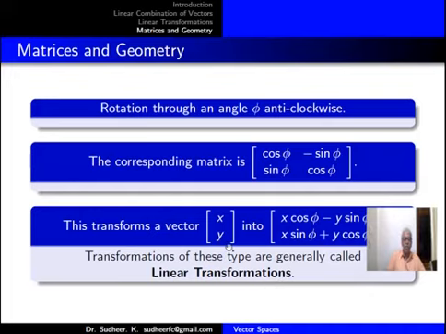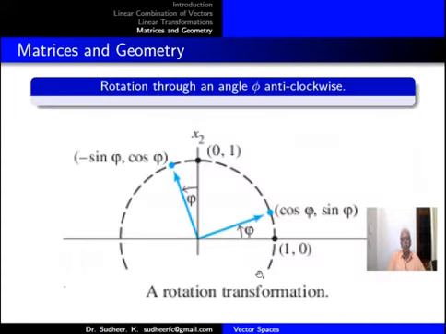So we have seen many examples of transformations: the reflection about the line y equal to x, reflection about the y axis, reflection about the x axis, reflection about the origin, and rotations. All these are linear transformations. And there is one more figure making the idea of rotation through an angle phi clear.